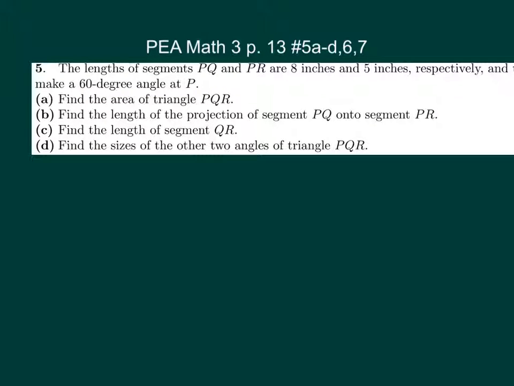Okay, this number 5, we have the lengths of segments PQ and PR are 8 inches and 5 inches respectively, and they make a 60-degree angle at angle P. So I'll call this 5. This is P, and this means this would have to be R. Call that 8. That's 60 degrees. That'd be Q.